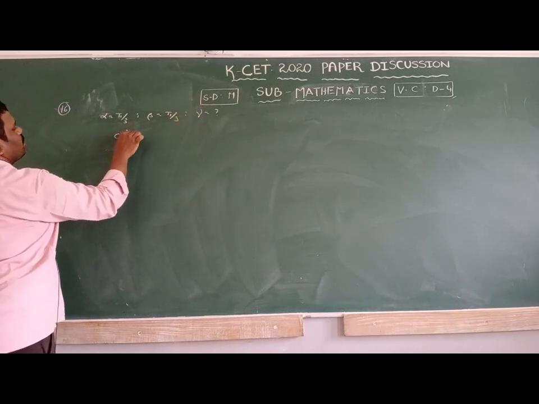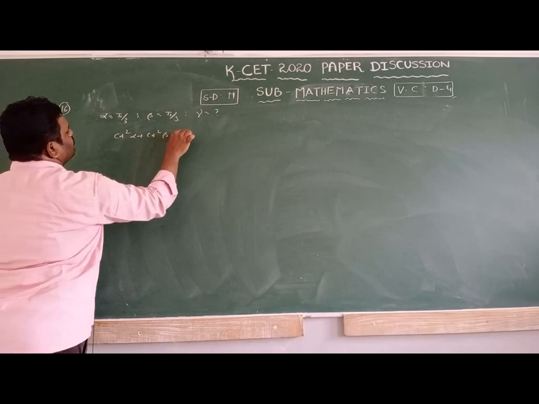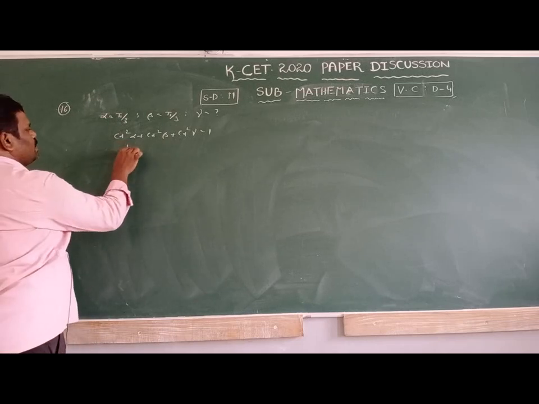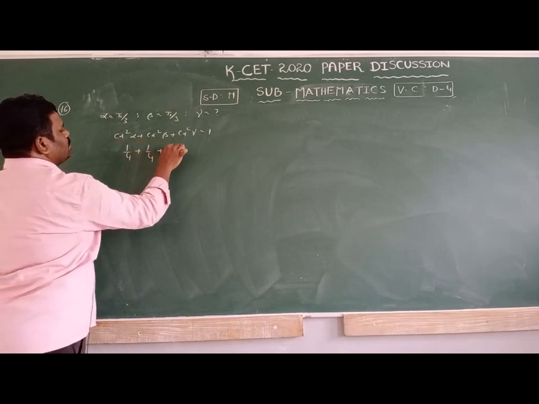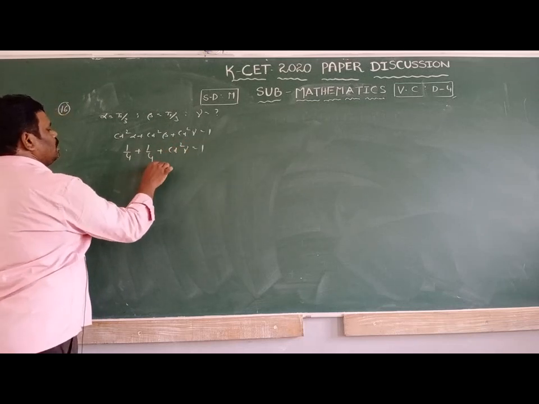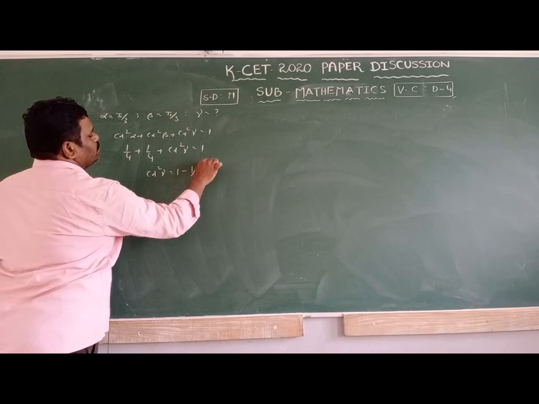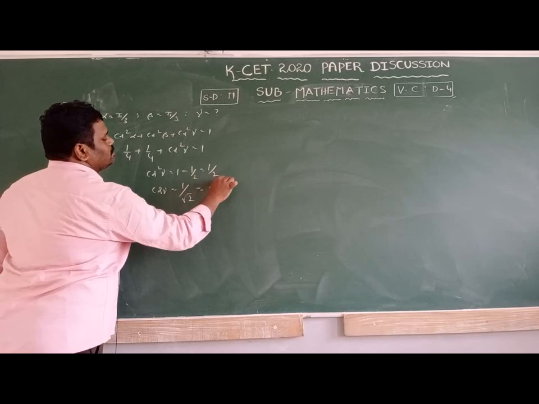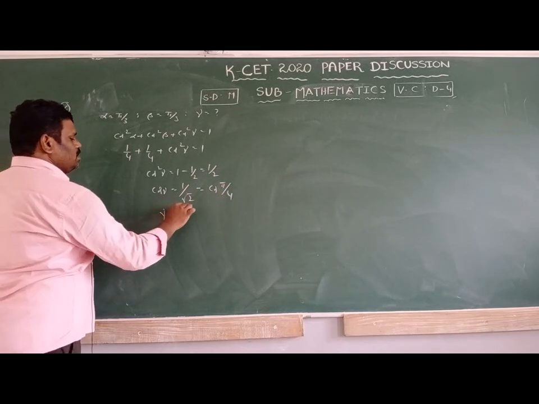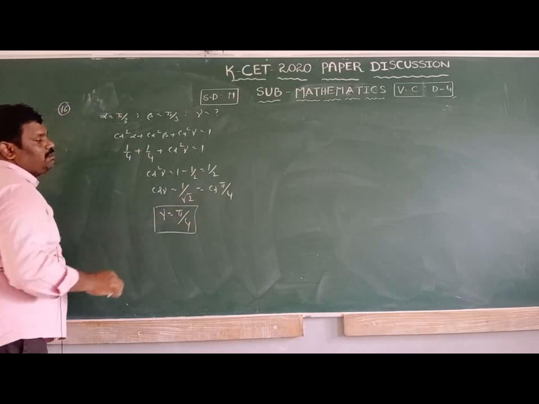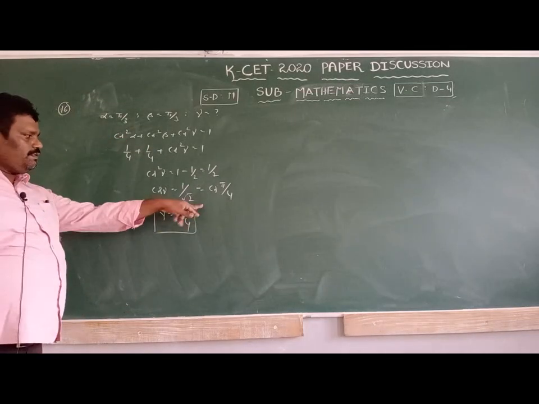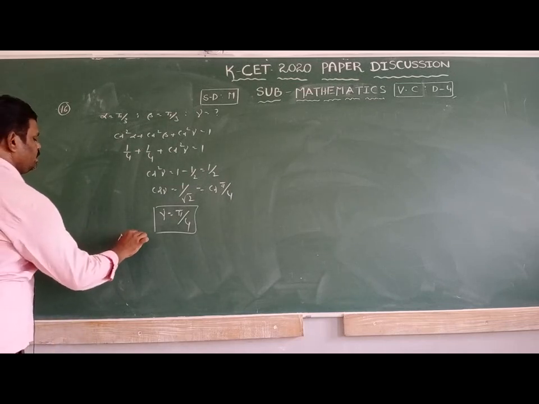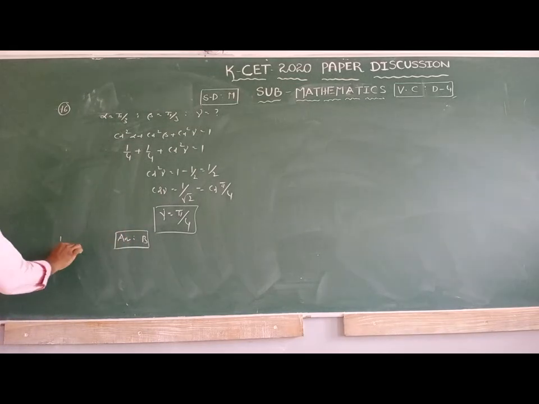We know one relation: cos square alpha plus cos square beta plus cos square gamma is equal to 1. Cos pi by 3 is 1 by 2, so this value is 1 by 4 and this value also 1 by 4. So cos square gamma is equal to 1 minus 1 by 2, that is equal to 1 by 2. Then cos gamma is equal to 1 by root 2. That value is cos pi by 4, so gamma is equal to pi by 4. Since these two are acute angles, we consider pi by 4. So answer is B option, correct.